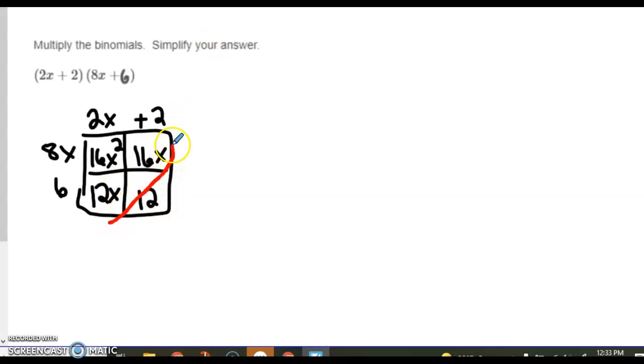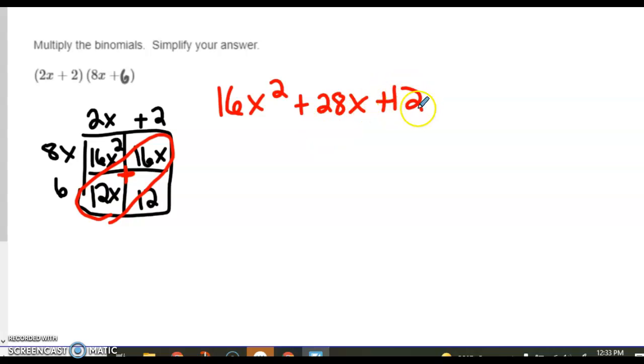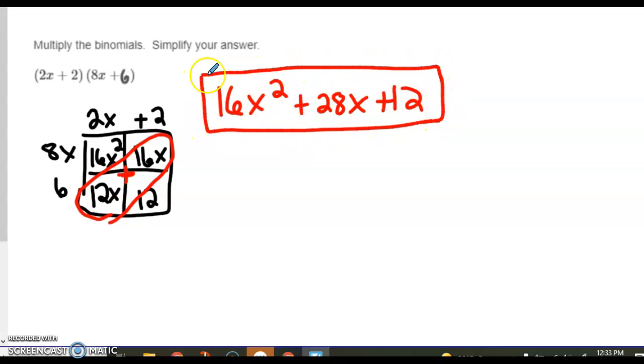And then I'm going to combine those like terms, and it makes that nice little plus sign in the middle. So I'm going to write down 16x squared, and then I'm going to add these up. So I'm going to get 28x, and then I'm going to write down my 12, and that would be my answer.